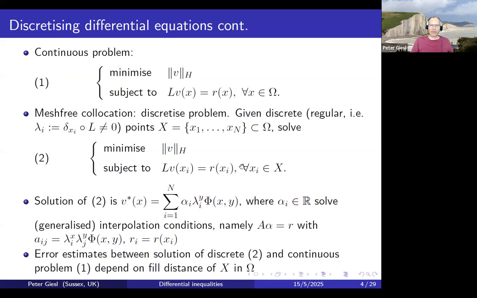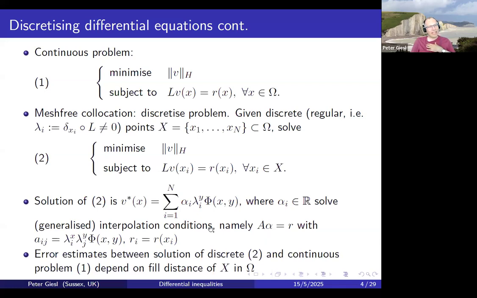Now, the only thing you need to find out is what are the alphas, and the alphas you can find by making sure that these conditions are satisfied. So basically you plug this into your conditions here, and you end up with a system of linear equations, which is this one. A alpha is R. R is the right-hand side at all the collocation points, and the matrix A, there you apply this operator once with respect to y and once with respect to x. So you get an n times n matrix, where n is the number of collocation points. It's automatically symmetric. And with these conditions that we had earlier, it's actually a positive definite matrix. So this system has a unique solution.